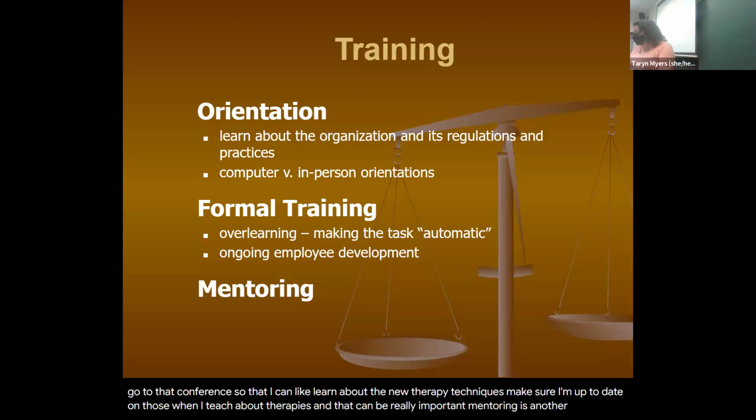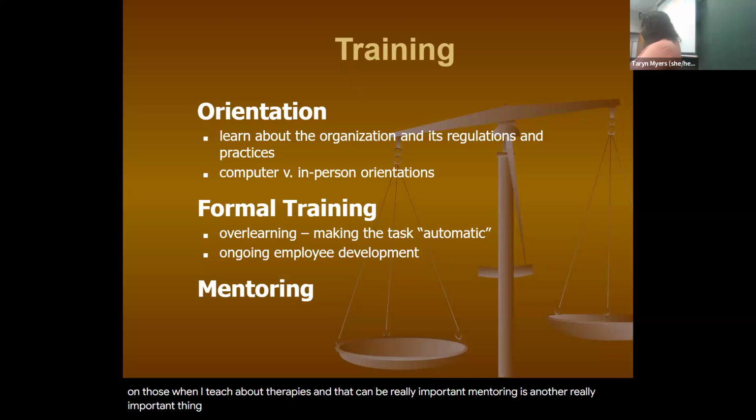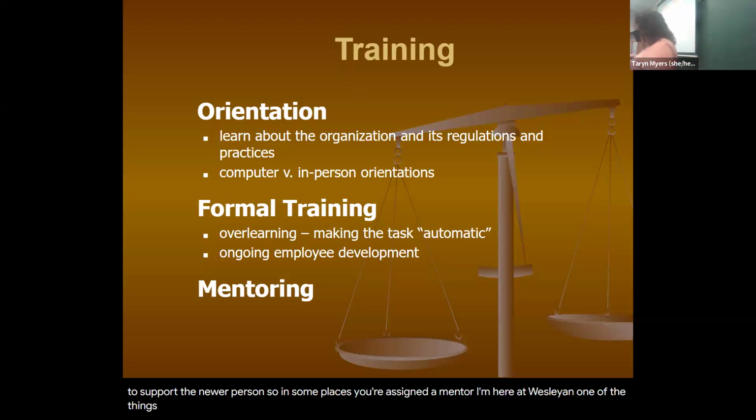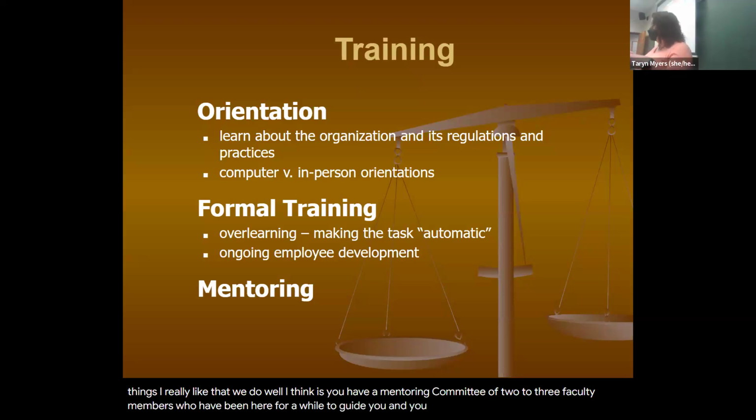Mentoring is another really important thing. And that's a relationship between an experienced employee and a newer employee to support the newer person. And mentorship can be formal. So in some places you're assigned a mentor. Here at Wesleyan, one of the things I really like that we do well, I think, is you have a mentoring committee of 2 to 3 faculty members who have been here for a while to guide you, and you get to pick them.